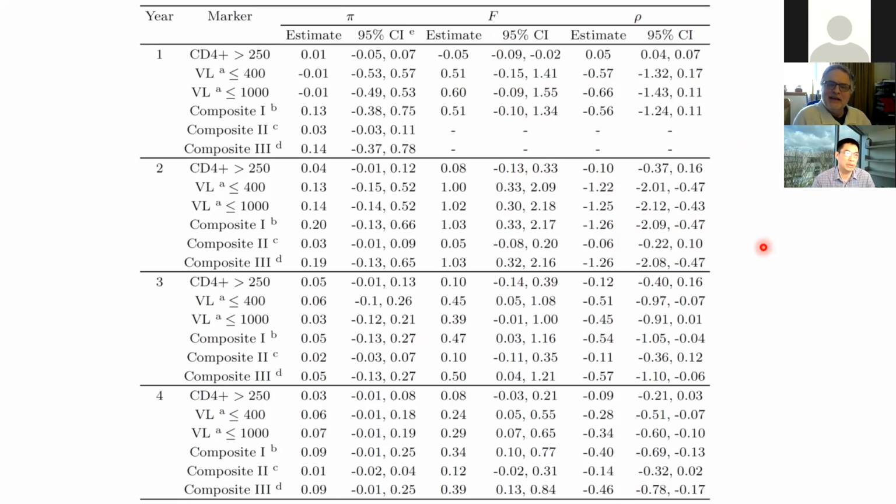Basically, we did look at how to rank them. If you pick a time point, let's say at year 2, and look at viral load less than 400 versus viral load less than 1,000, the F measure gives almost perfect surrogacy for them as surrogate markers. The rho measure also does, even in different directions, but if you look at the magnitude, they're about the same.